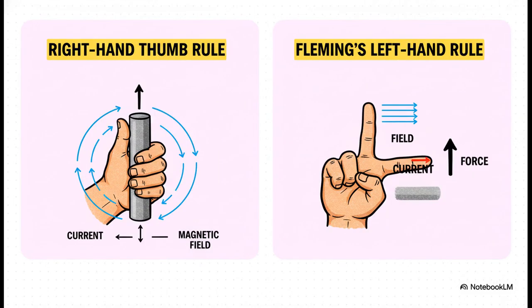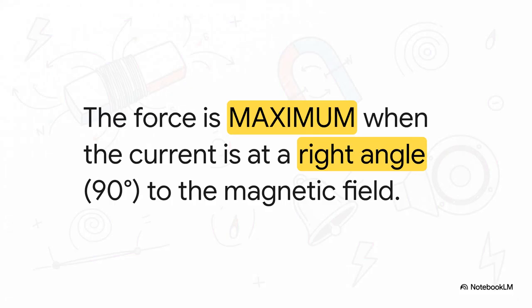Now, this is where students often get confused. So let's pause and make this absolutely clear. When do you use which rule? It's simple. You use the right-hand thumb rule when you want to find the direction of the magnetic field created by a current. You use Fleming's left-hand rule when you want to find the direction of the force acting on a current-carrying wire. Right hand for the field, left hand for the force. Please remember this.